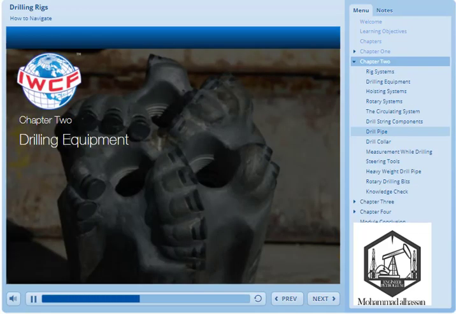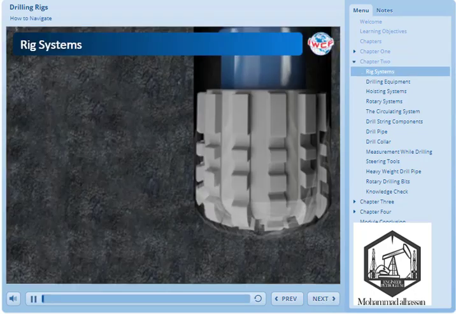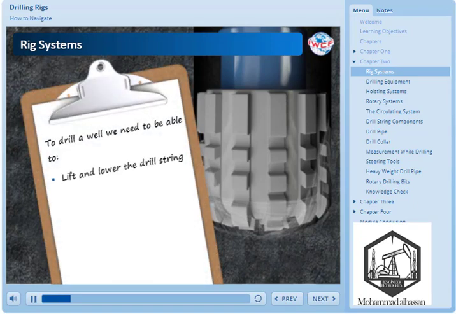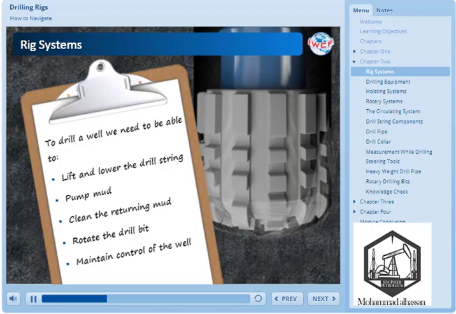Chapter 2. Drilling equipment. In Module 2 we looked at how a well is drilled. To do this we need to be able to lift and lower the drill string, pump mud down the hollow drill pipe, clean the returning mud, and rotate the drill bit whilst maintaining control of the well.